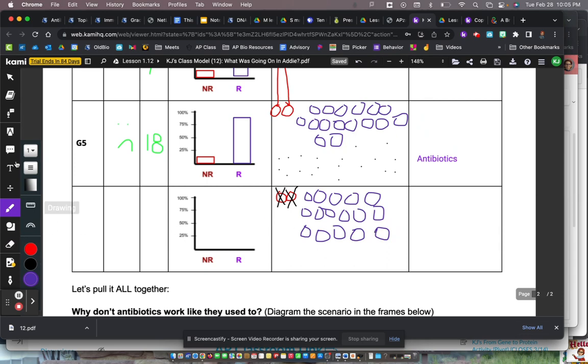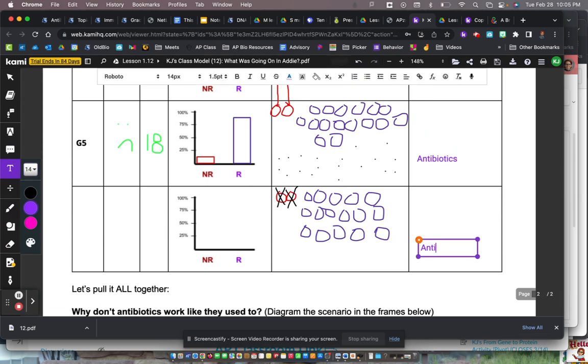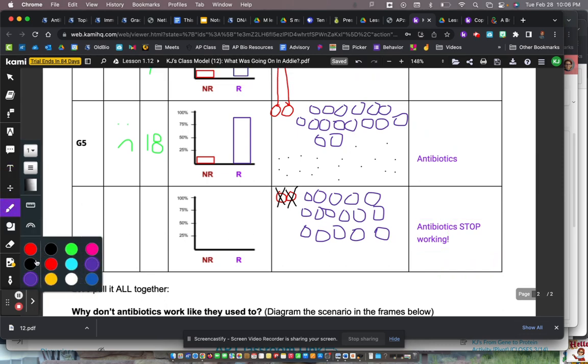And now what I want you to label over on the side here is antibiotics stop working. So this is bad. The antibiotics no longer do anything for her. Even if we add antibiotics in the environment, nothing's going to happen. It's going to be worthless to have antibiotics now because it is entirely resistant.